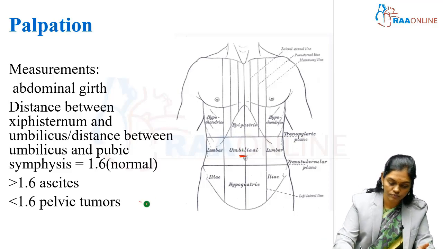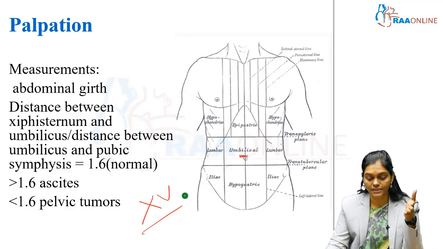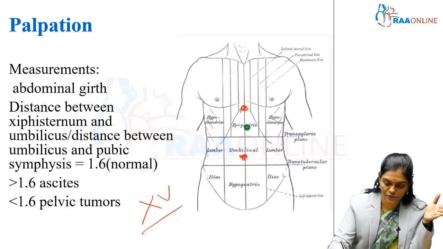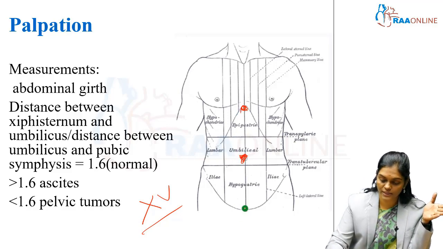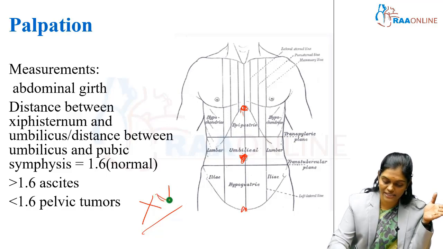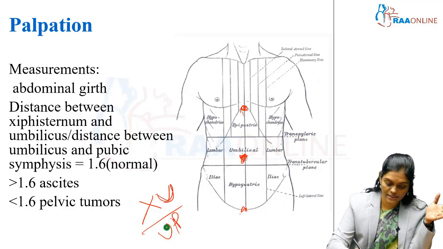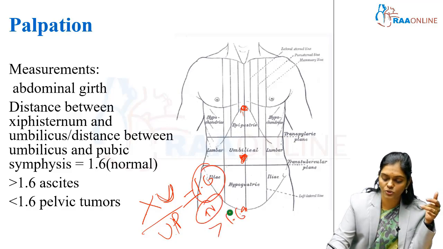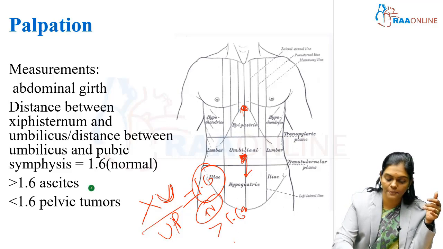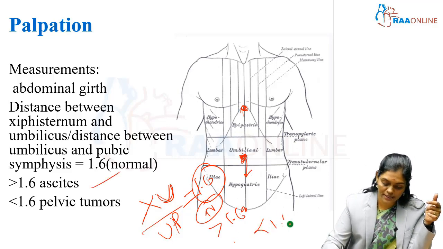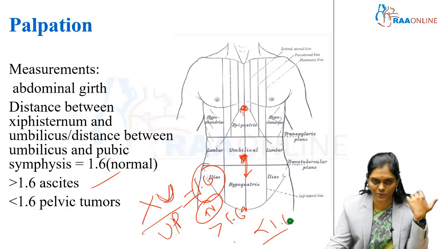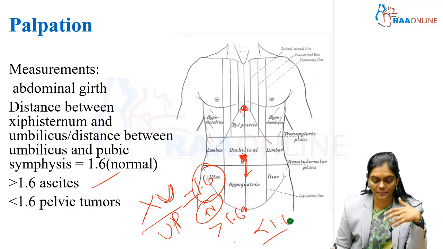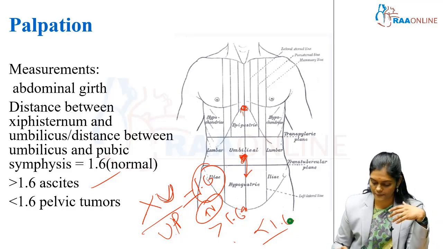The next one is XU. XU is the distance between the xiphisternum and the umbilicus. Measure this. Then the distance between the umbilicus and the pubic symphysis. Measure this. So this distance is called XU, xiphisternum umbilicus. This distance is called UP, umbilicus and pubic symphysis. So this distance divided by this distance, usually it is 1.6. 1.6 is normal. If it is more than 1.6, which means the umbilicus is slightly pushed down, the patient is having ascites. If it is less than 1.6, the patient might have a pelvic tumor which needs evaluation. So this is the distance between xiphi and umbilicus divided by the distance between umbilicus and pubic symphysis.